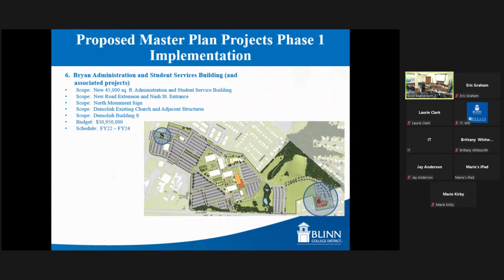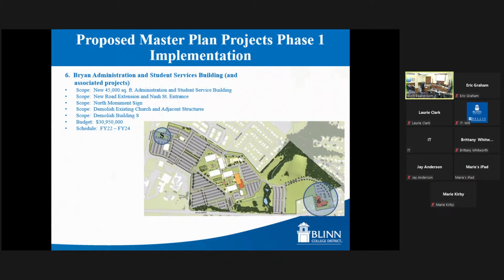This is a new 45,000 square foot administration and student services building. Let me get the cursor over. You can see it's located here on this side of campus. It's where the old church building is. As part of this project, we would build this new building. We would also need a road extension at Nash Street, providing a new intersection and a way onto campus. We would also be including the North Monument side to campus at that intersection with Nash Street.